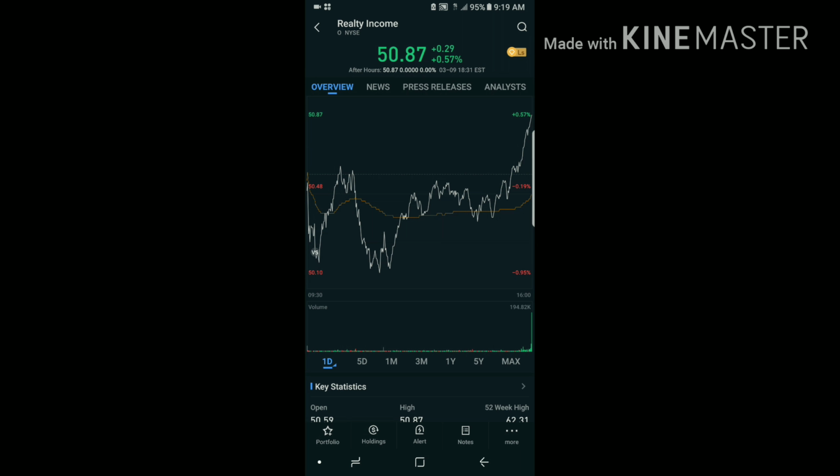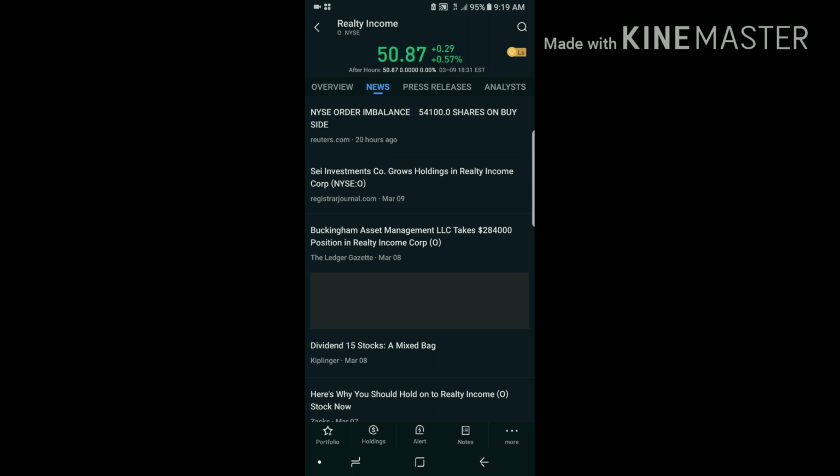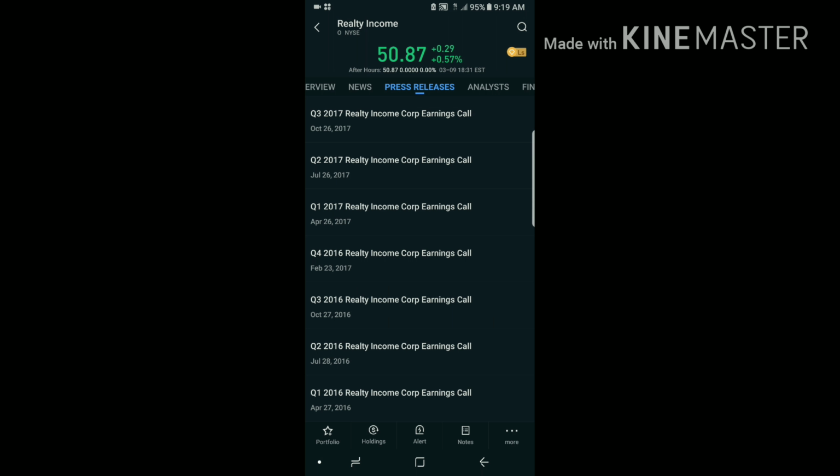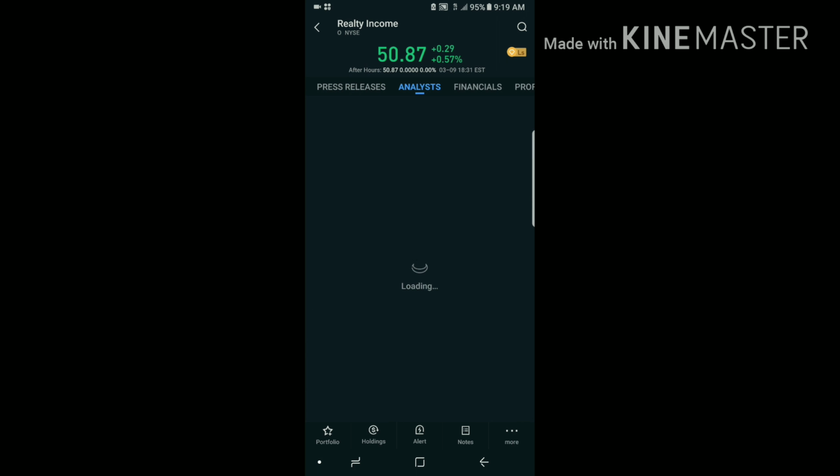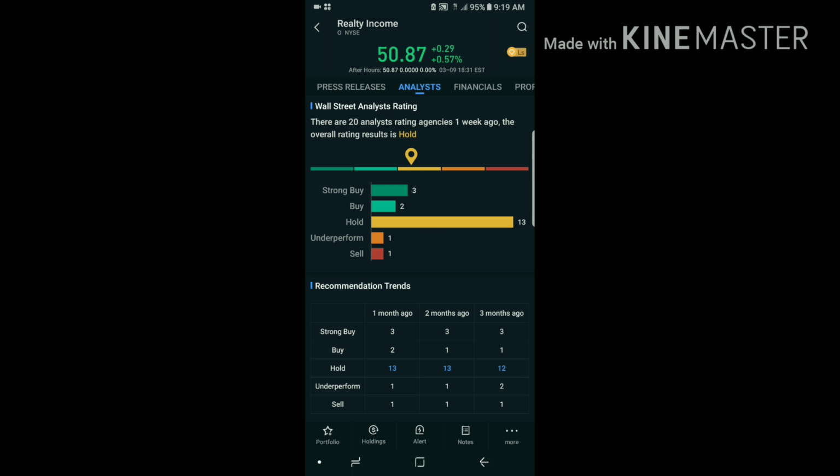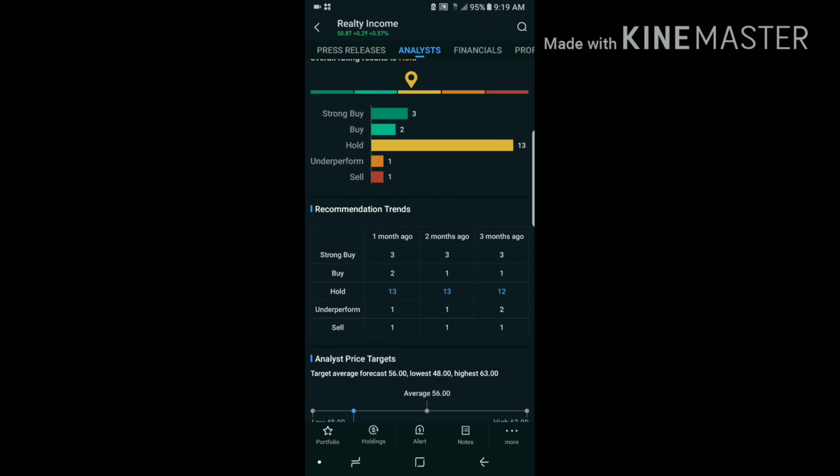Also, you get information on news. This is a little bit more accurate with the news. They have press releases, usually earning calls here. The analysts, I like this because it tells you a lot of professional analysts, which say you either hold, sell, or buy. So this is a hold stock, which is the one I currently have. If you're a new investor, this will help you out a lot.